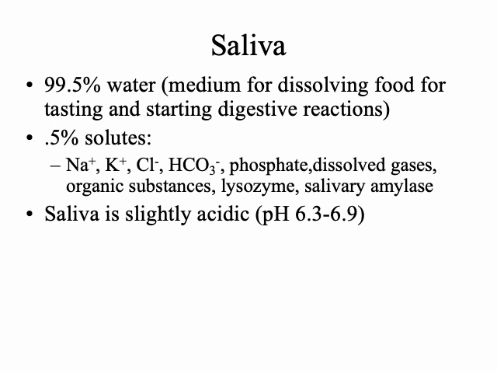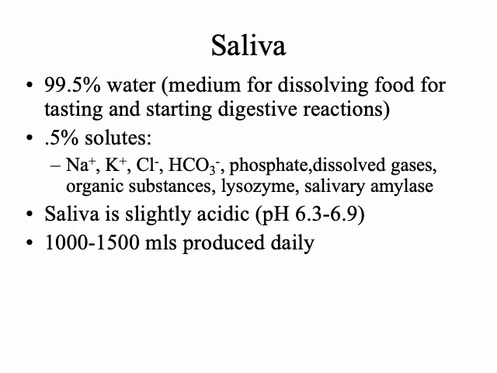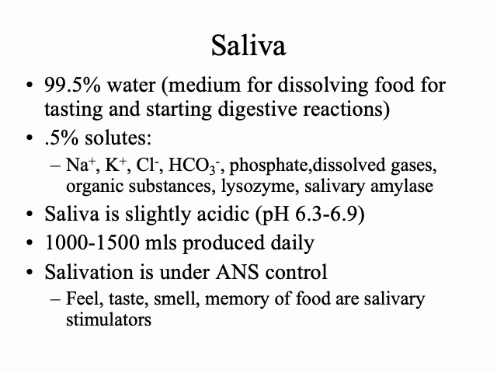Anyway, you do produce about a liter to 1.5 liters of saliva daily. Most of that you're just going to reabsorb, like you're going to digest the stuff in your saliva and get it back, and it is totally under autonomic nervous system control. All you need to do to start salivating is think about something amazing.